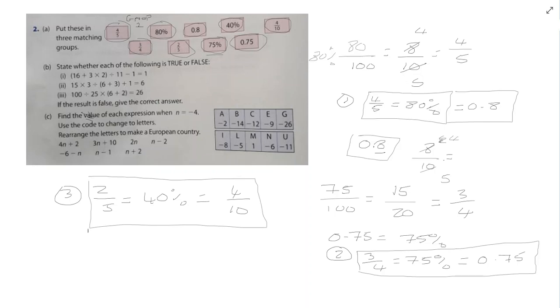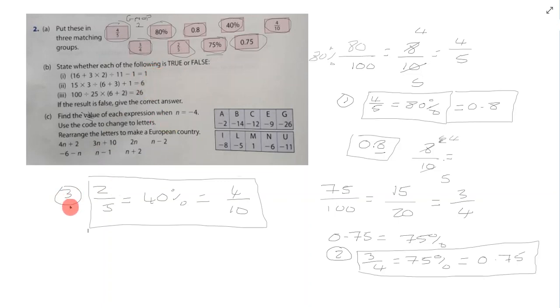So what it's really looking for there is just your understanding of percentages and fractions, and how you can have fractions that are equal to each other. They have different denominators and numerators, but nonetheless they're the same as each other. So that's the first question, and that's how you go about tackling that question.